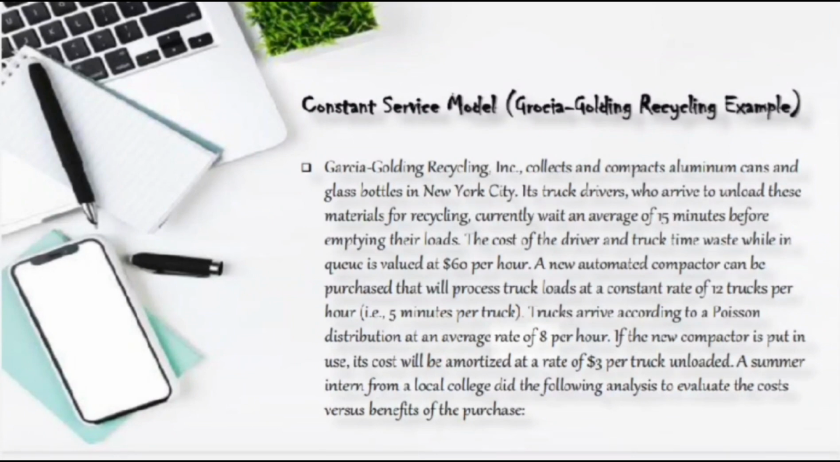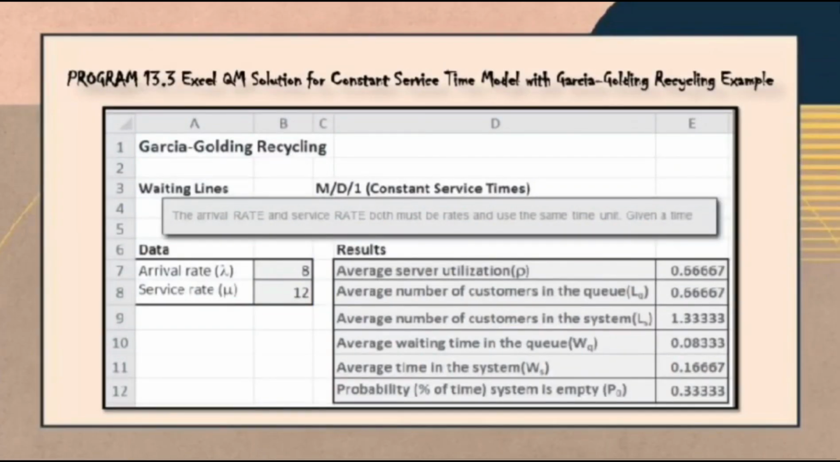If the new compactor is put in use, its cost will be amortized at a rate of $3 per truck unloaded. A summer intern from a local college did the following analysis to evaluate the cost versus benefits of the purchase. So next, we are going to use all the formulas that I have stated a while ago in this problem. So this is the Excel QM solution for constant service time model with Garcia Golding Recycling. So you must be confused paano tayo nakapag-come up sa mga ganyang results. So let me show you how to solve it in a manual way.